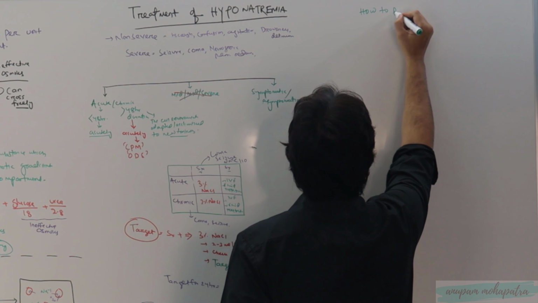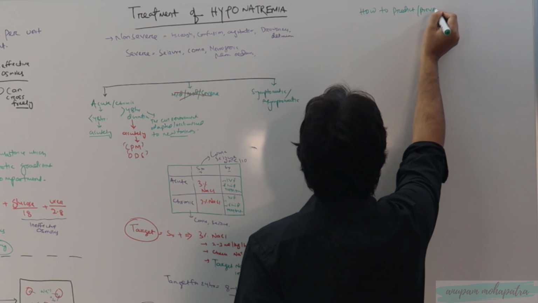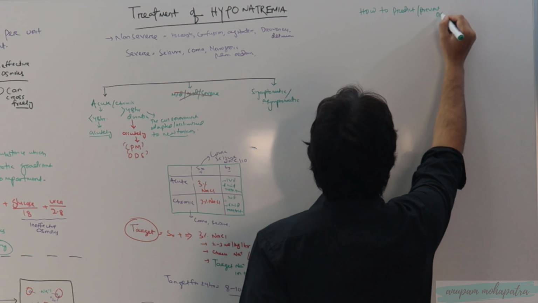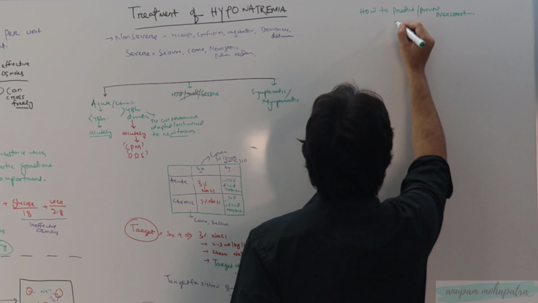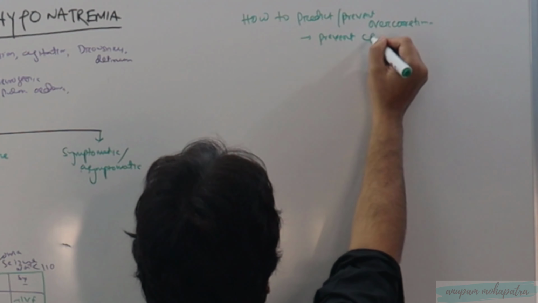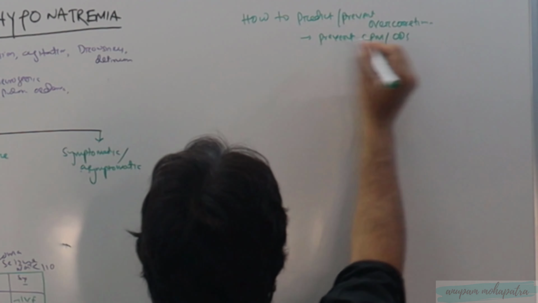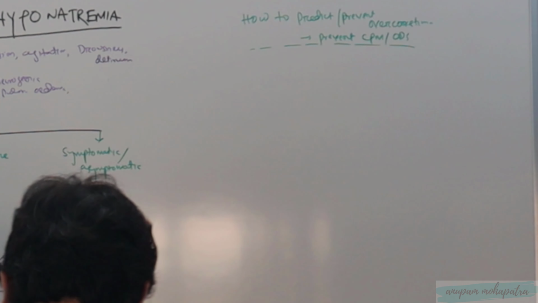But how to prevent overcorrection? How to predict or prevent overcorrection and in turn prevent CPM or ODS? So first we'll discuss what the risk factors are.